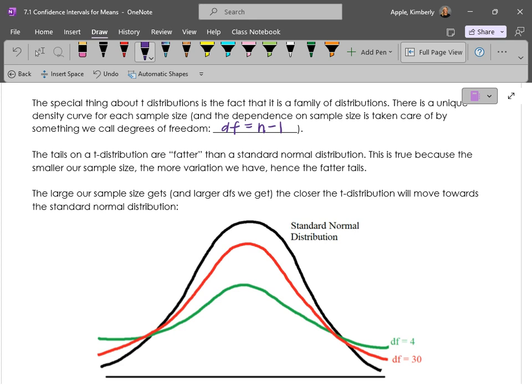So again, the tails on the T distribution are fatter than the standard normal. And again, it's because the smaller the sample size, the more variability we have, hence the fatter tail. So if you look down here, you see the green, really flat DF of 4. As DF goes up to 30, our sample size is getting larger. We're more closely approximating the normal. And then the standard normal is DF infinity.